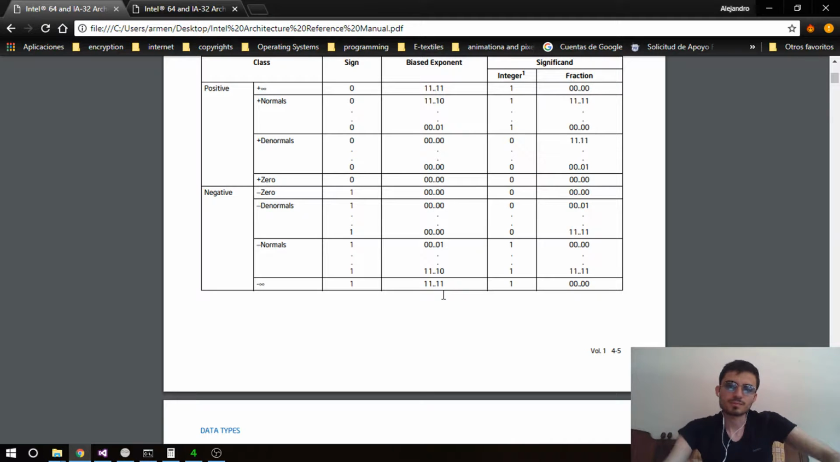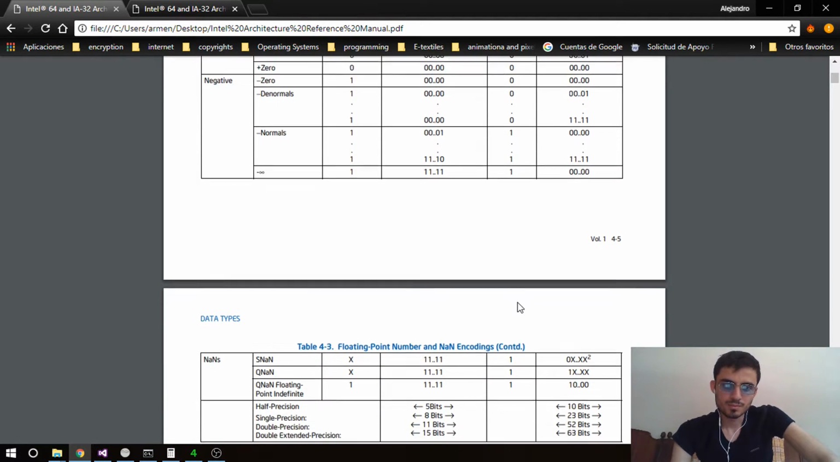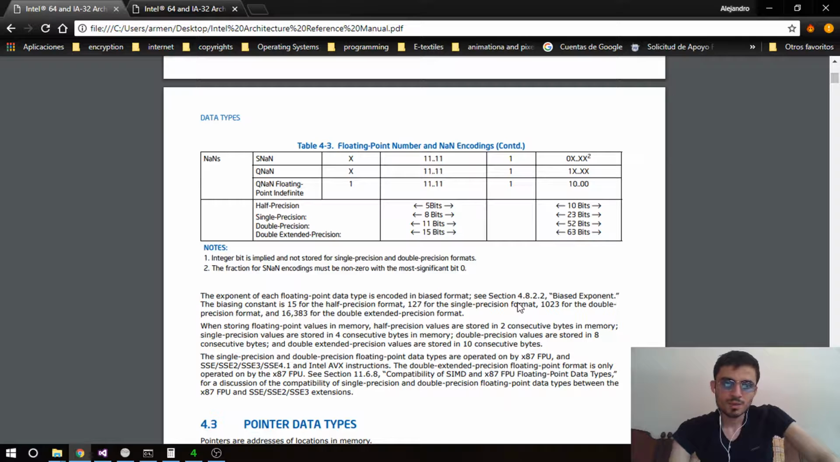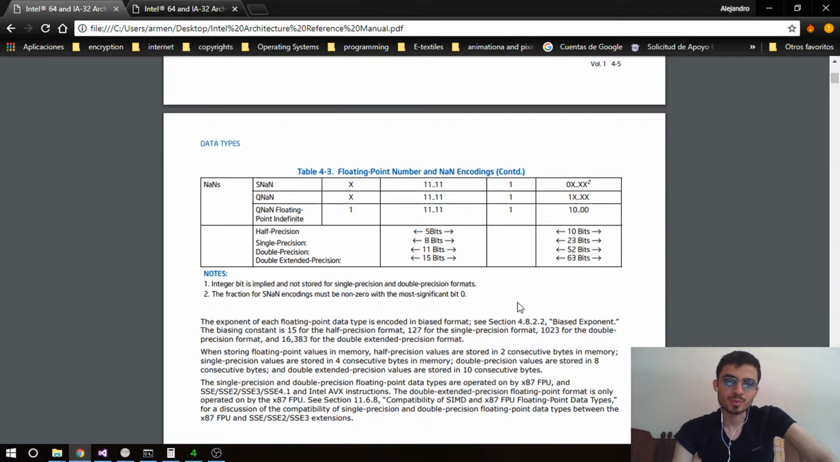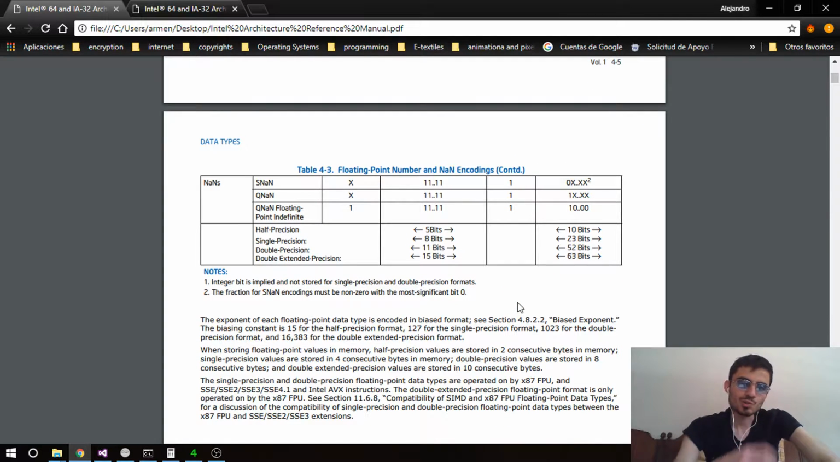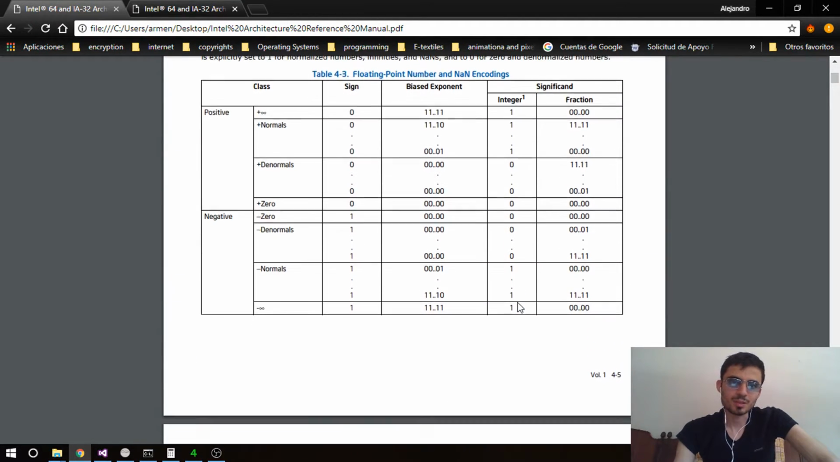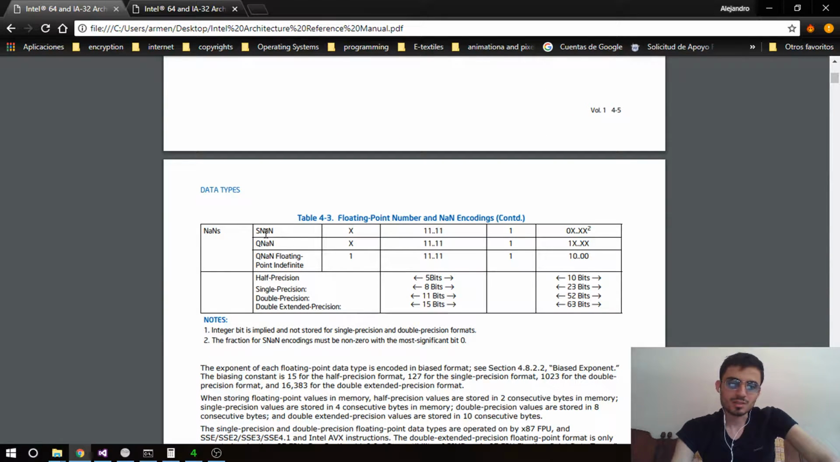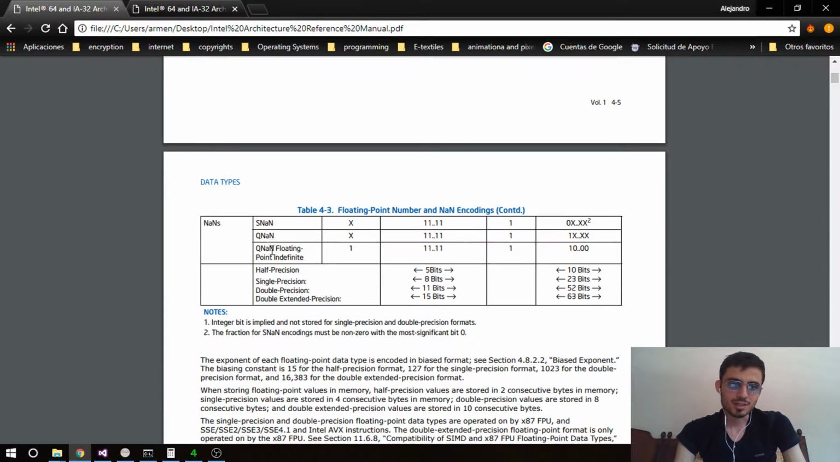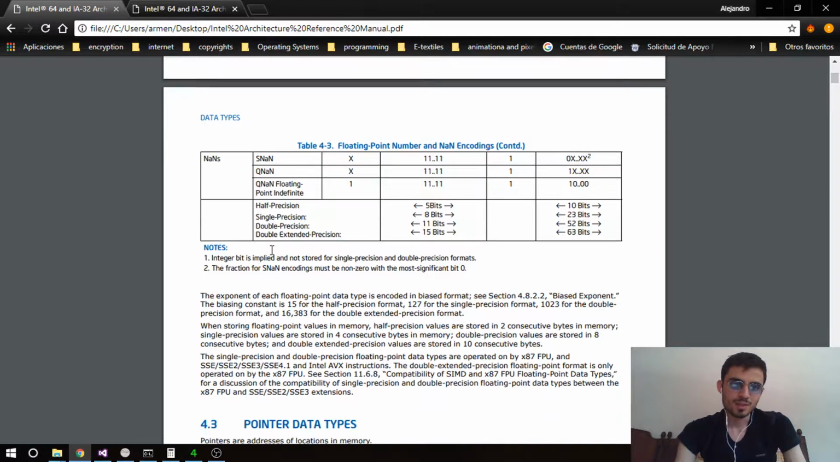Okay. So you take all combinations from this. And then the not-a-number. I never know what the not-a-number representation is or how you use it. But basically it's the same. Well, I cannot see this, but let me see. This is not a number, single or quad. I don't know what the difference is between this and this. But it's QNaN and SNaN, and then QNaN floating point indefinite. And then you go half precision, single precision, double extended precision.